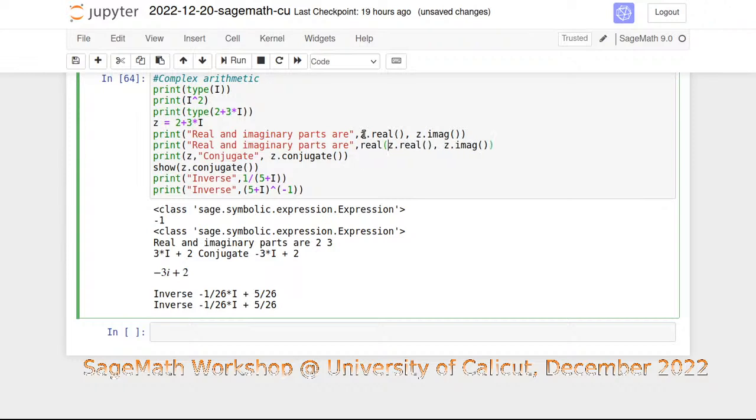And this actually can take this form, real. Sometimes there are two forms for doing the same thing in SageMath, like this.